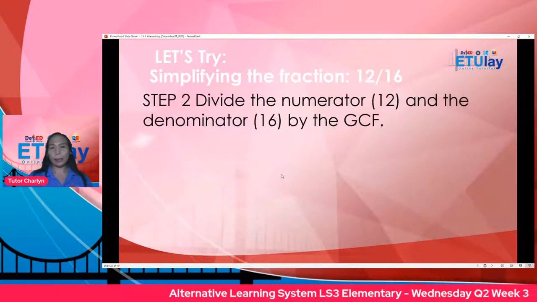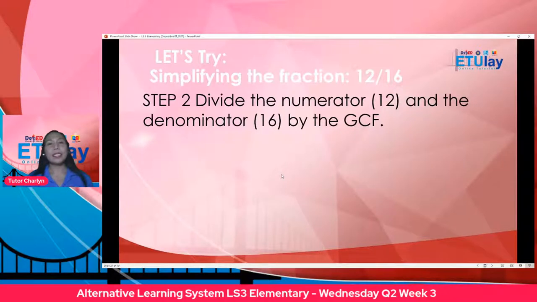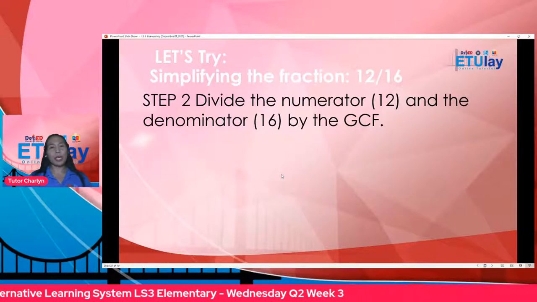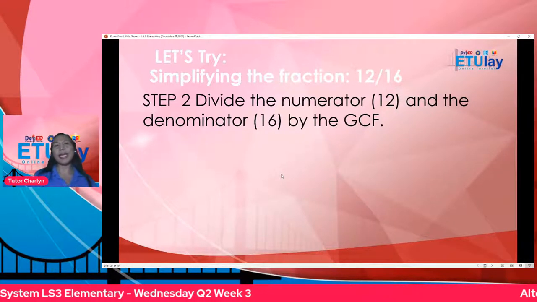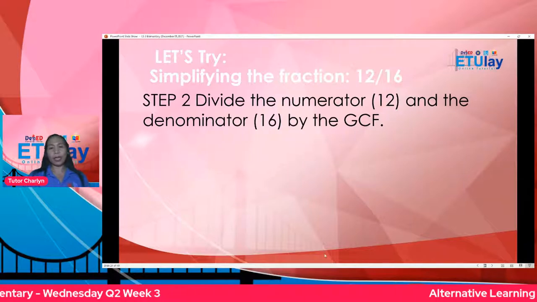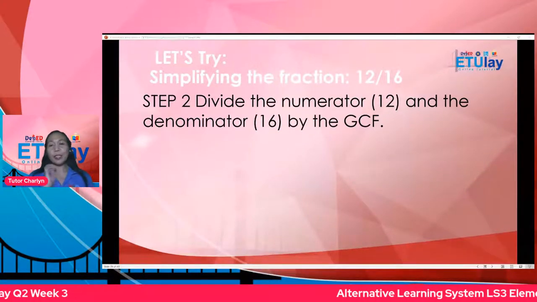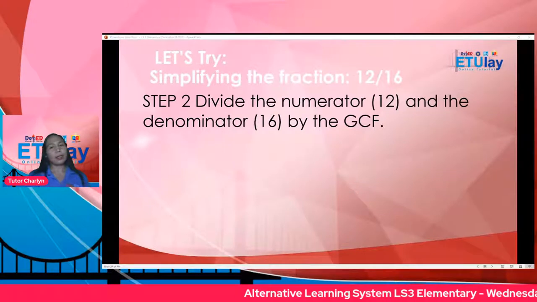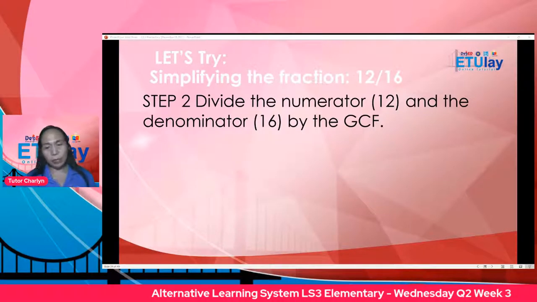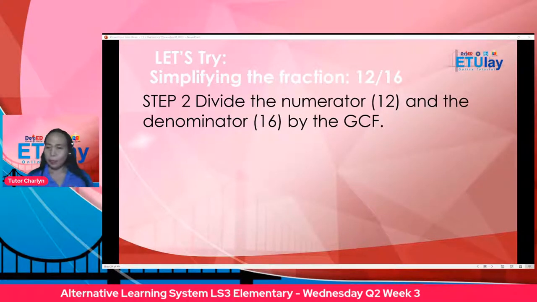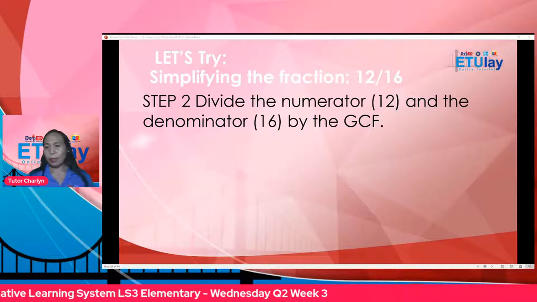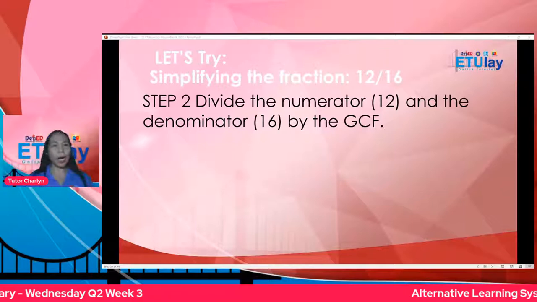Okay, so step number 2 tayo. Divide the numerator 12 and the denominator 16 by the greatest common factor. So ano nang magiging sagot? Okay, may sumagot ng 3/4. Okay, yung iba kaya, ano kaya ang sagot?